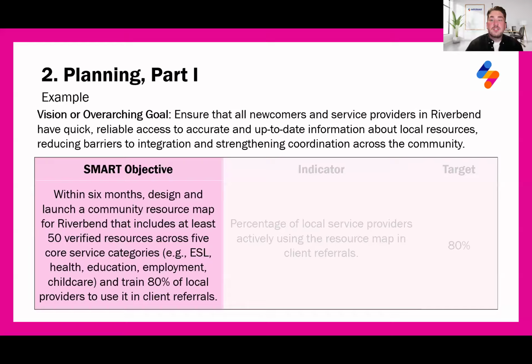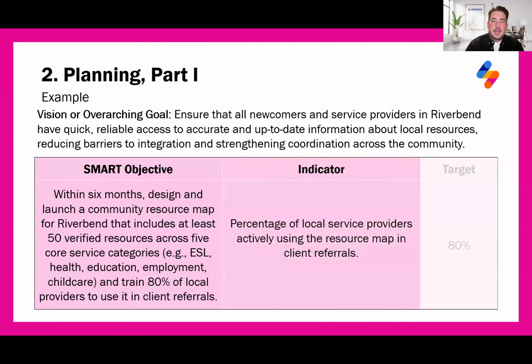Riverbend that includes at least 50 verified resources across 5 core service categories. For example, ESL, health, education, employment, and childcare. And then train 80% of local providers to use it in client referrals. See how those are actionable and measurable.